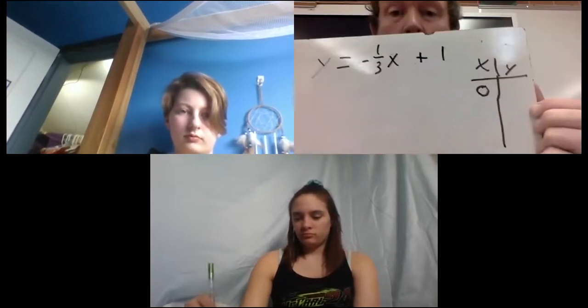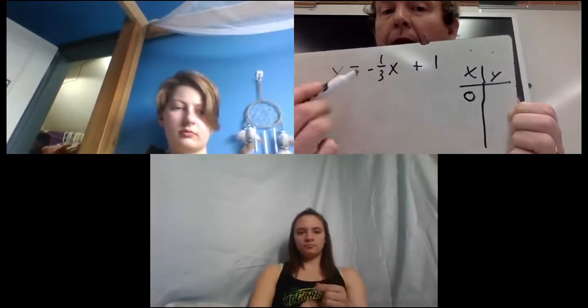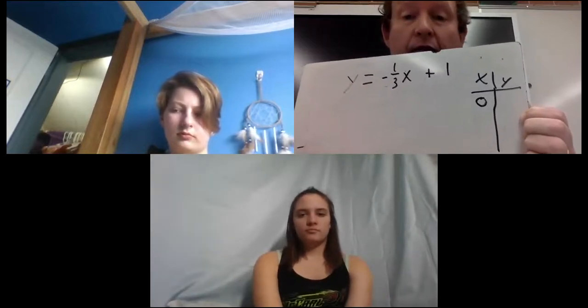First thing we do, make that T-chart. X, Y. Okay? Next thing. Since whatever X is, we're going to multiply it times the number in front of it. We can still use 0 for the first one. That's an easy one to do. Okay? The next ones, though, use a number that will be divisible by the number on the bottom. Okay? So don't use 1, don't use negative 1. Use the number that's divisible by 3.